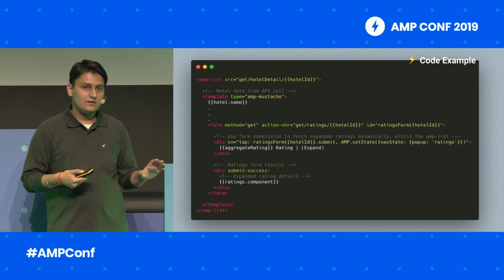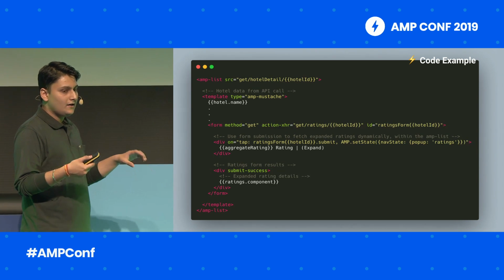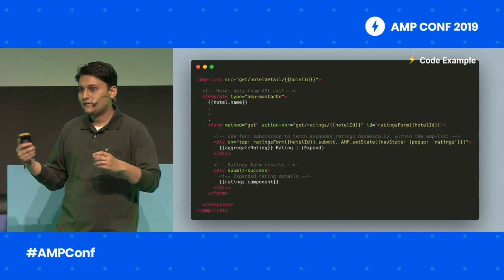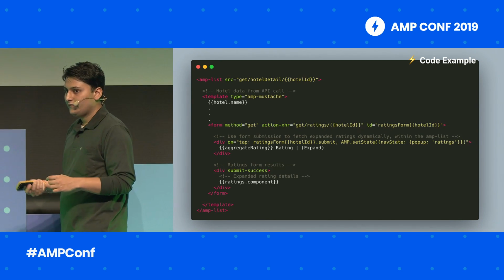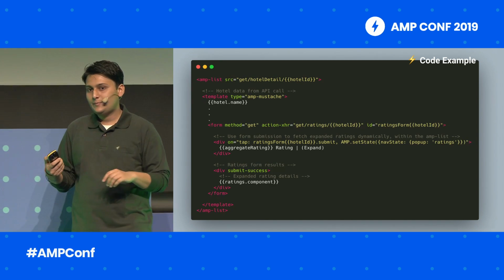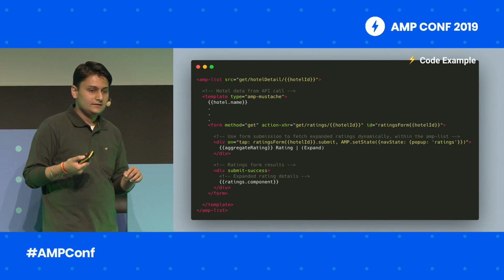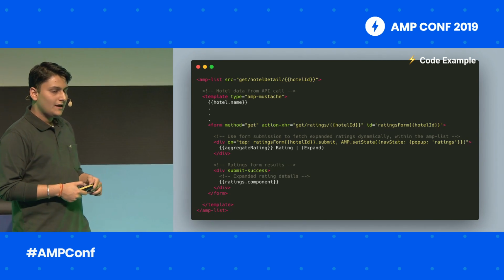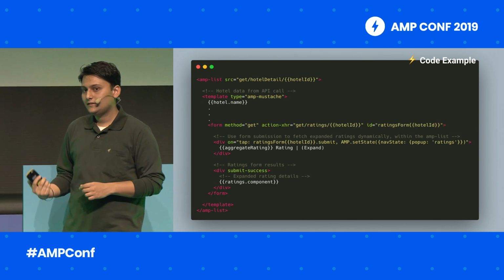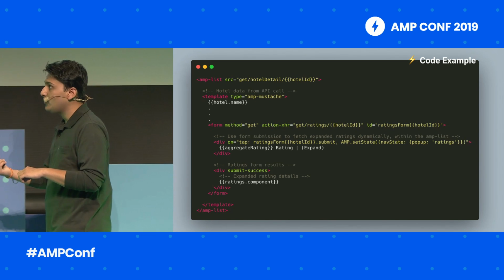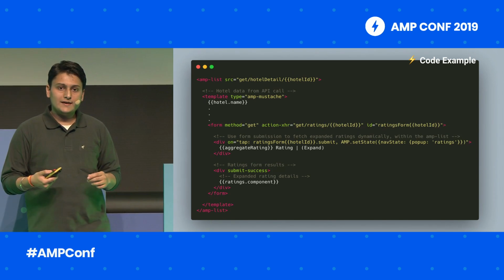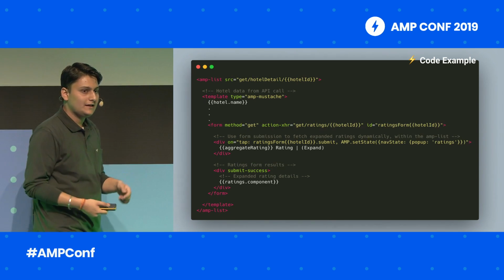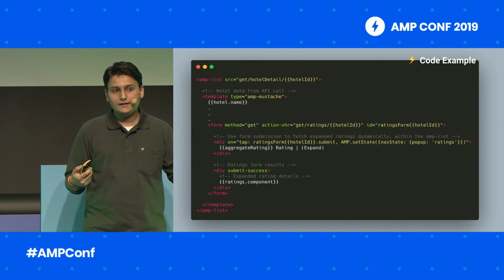And you have all the details in the template, along with which there is an aggregate rating, which is also a button on the click of which you can expand the rating details. And you'll notice that the button is actually wrapped in an AMP form. And the form has that endpoint which can fetch the rating details from an API.